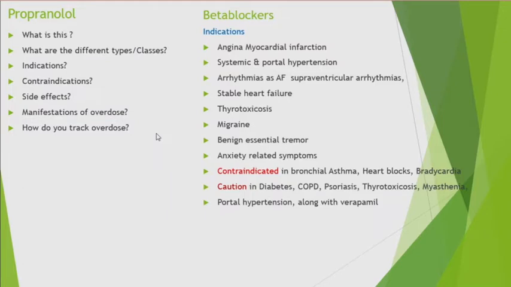Thyrotoxicosis is an indication, early, as part of treatment, where the manifestations are mainly tachycardia, tremor and palpitation, to control it till the antithyroid drugs take effect. The time they start acting, you can slowly withdraw the beta blocker. Migraine, you rightly said, is also an indication, and benign essential tremor. Anxiety related symptoms sometimes we give. All the contraindications you rightly said. It can impair diabetes status, psoriasis, myasthenia. So you have to be careful when you give this drug, but they are very, very effective drugs.